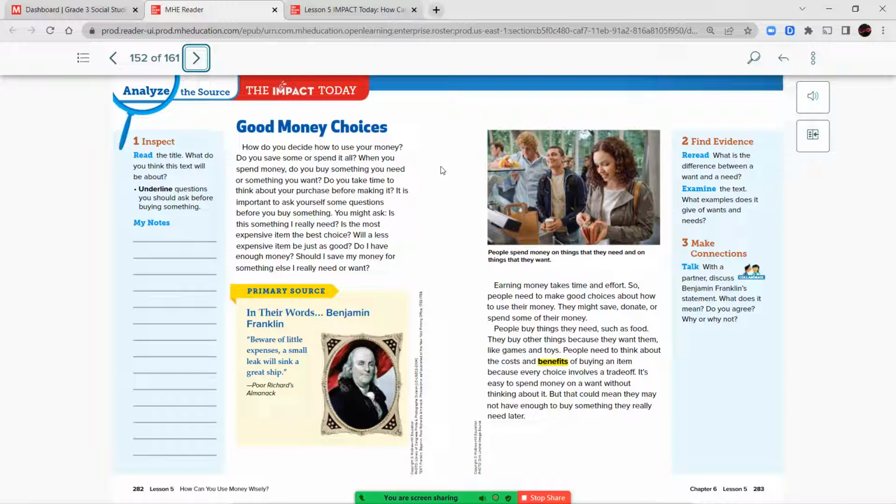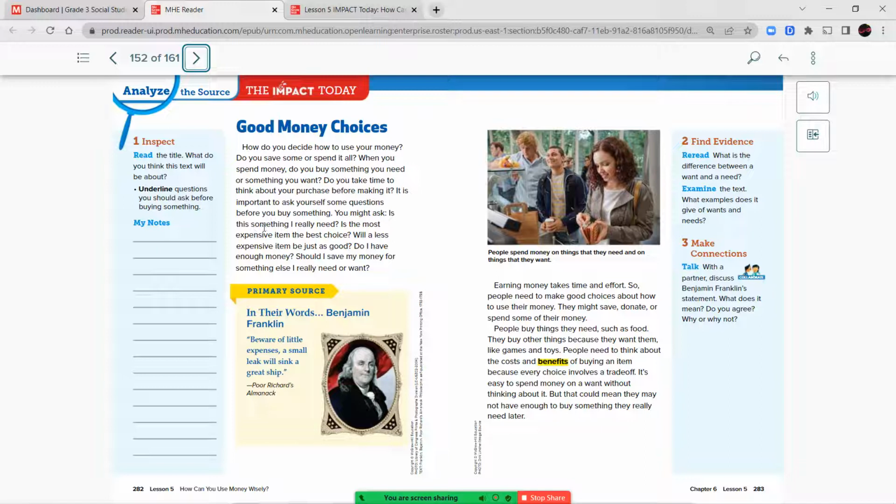How do you decide how to use your money? Do you save some or spend it all? When you spend money, do you buy something you need or something you want? Do you take time to think about your purchase before you make it? Is it important to ask yourself some questions before you buy something?